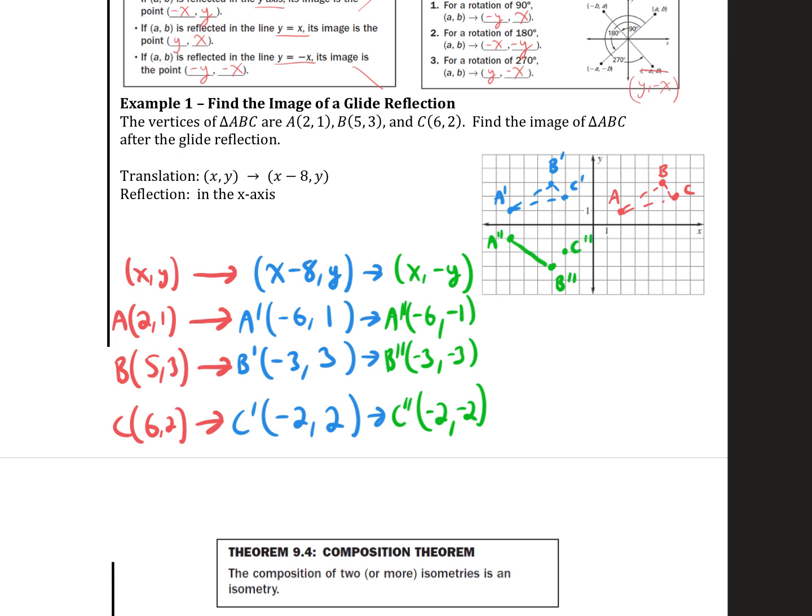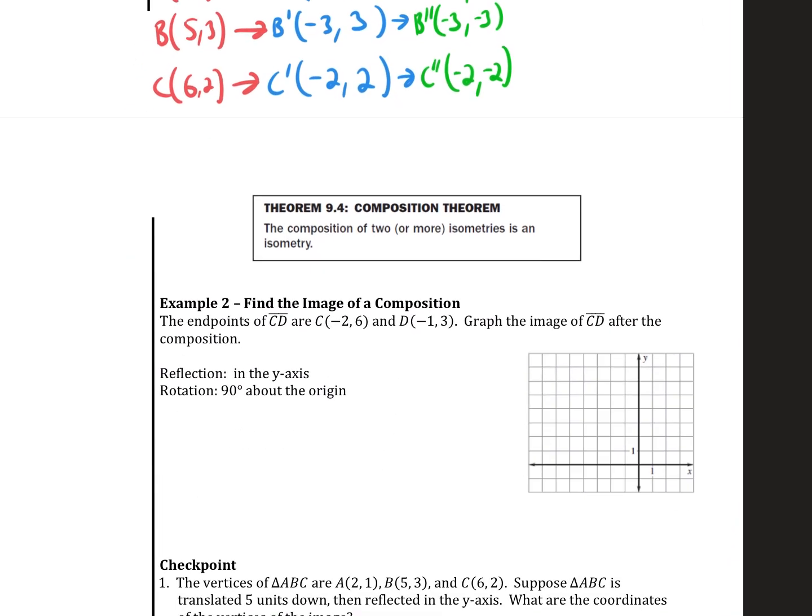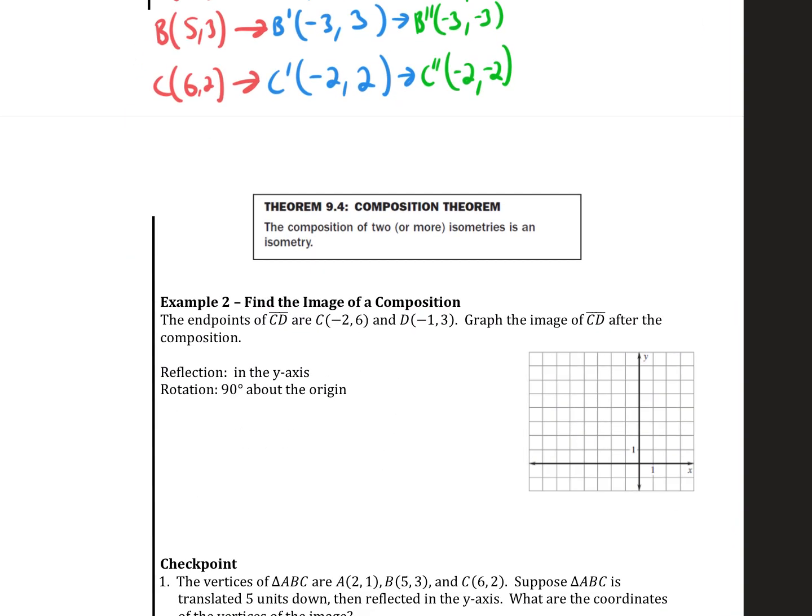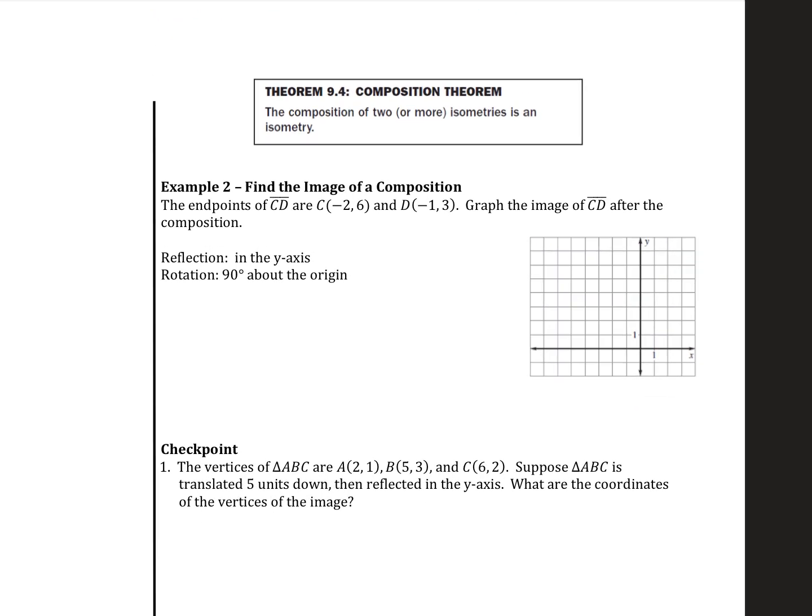And you can see this is our final answer here, our final transformation here. You can see it flipped over the x-axis in the middle here. Okay? And that's it. Basically a composition of more than one kind of transformation. Very cool. All right, like we talked about, the composition theorem: basically, if you do a composition of isometries, which means that the shape and size are the same, the result is also going to be the same. Okay? Why don't you guys go ahead and do example 2.